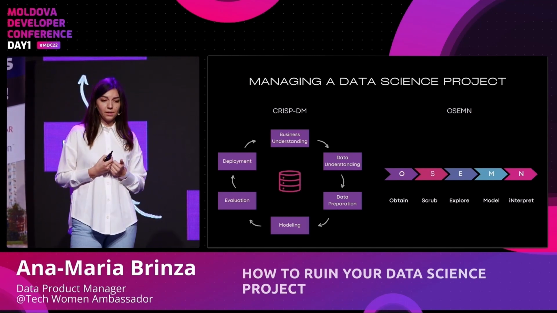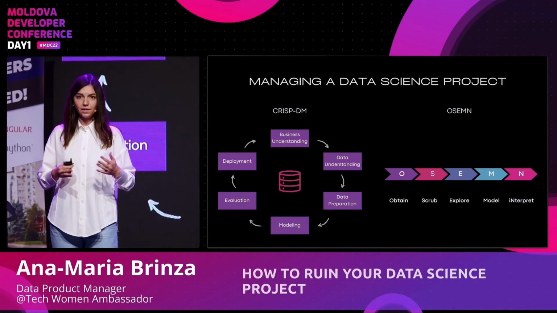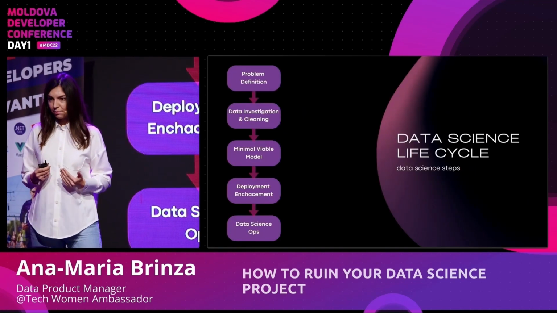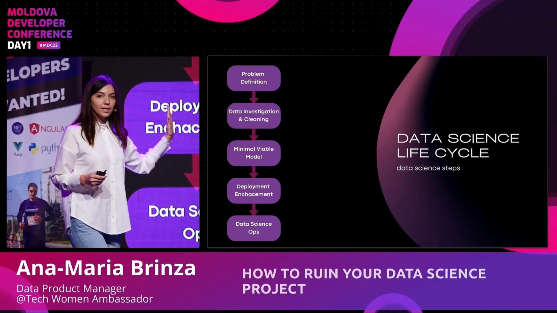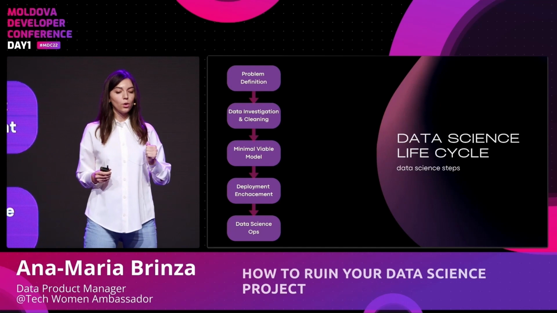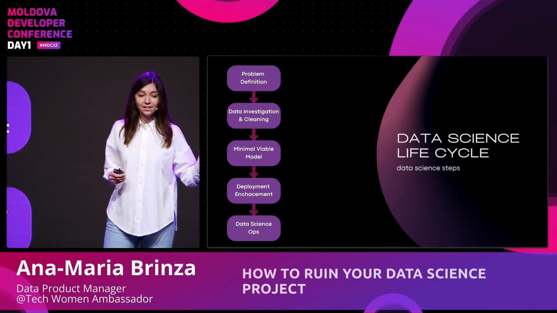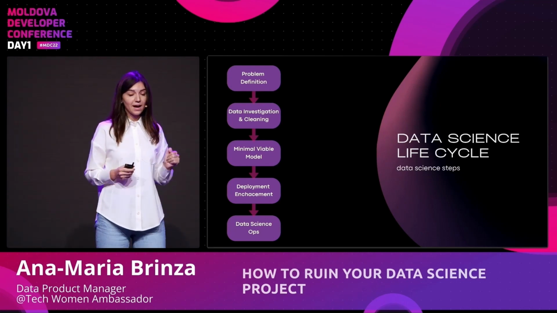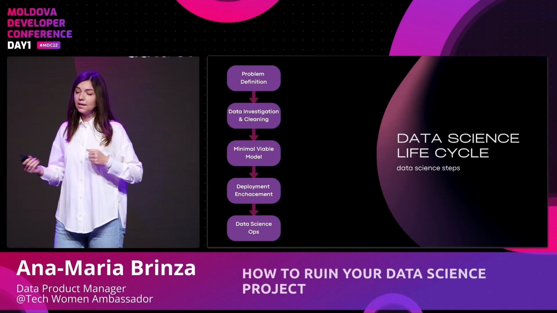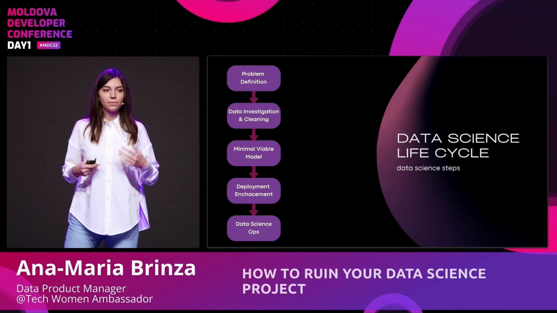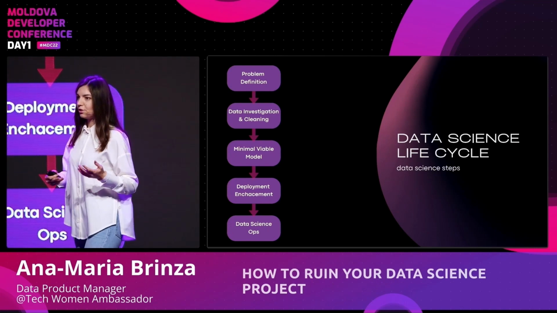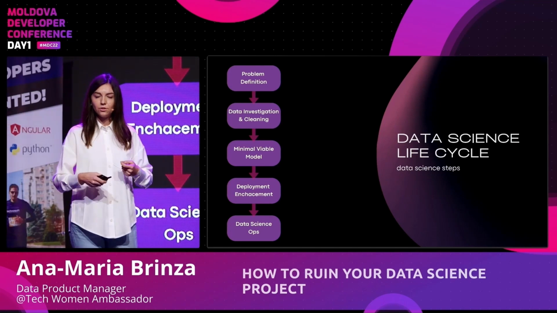Within our team, we studied what's there on the market, and we decided on our own data science steps. We all agreed, okay, we're going to start with problem definition. We're going to then follow with data investigation and cleaning. We're going to build a minimal viable model, then do the deployment enhancements if needed, and the last step to be data science ops and ML ops, to continue to maintain your model.